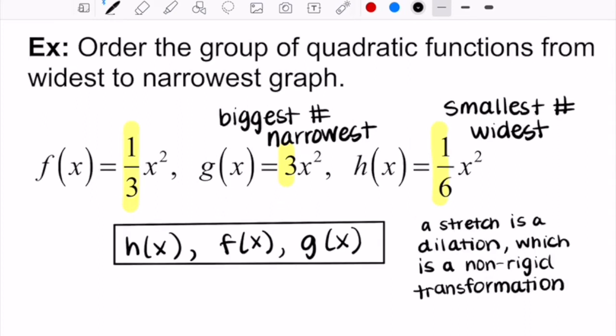Make a note here that a stretch of a graph is something that's called a dilation, which is a non-rigid transformation. In a dilation, the graph isn't just being shifted around or flipped. In a dilation, the graph is actually being stretched or compressed. And so a dilation is considered a non-rigid transformation because the graph ends up having a new shape compared to when it started.